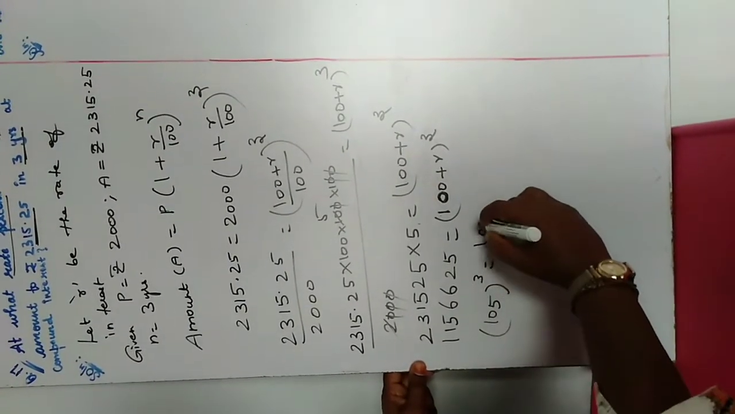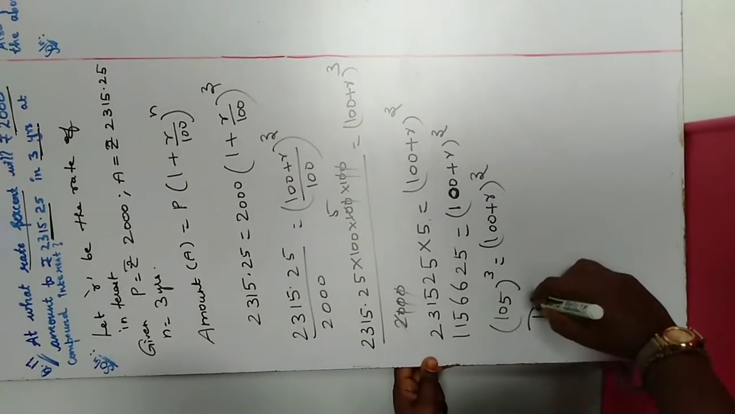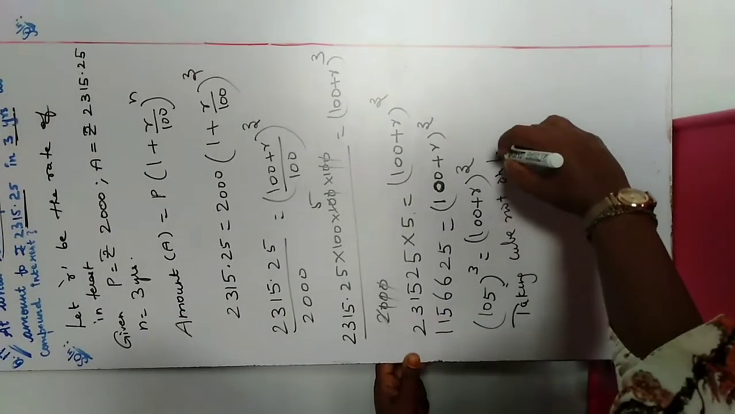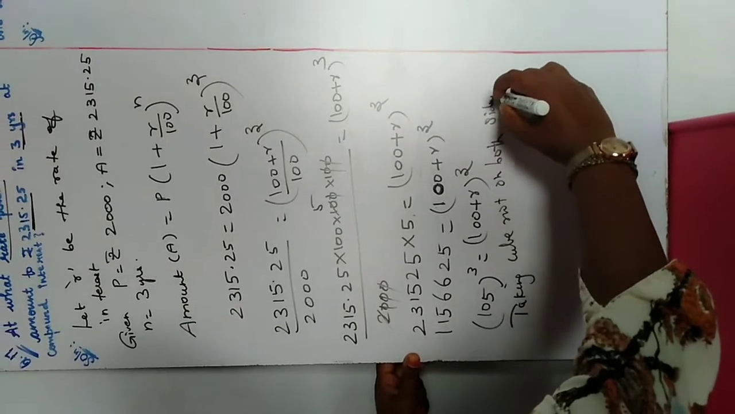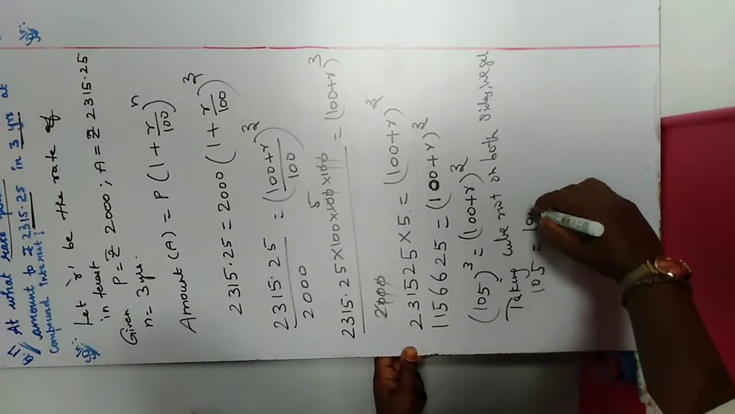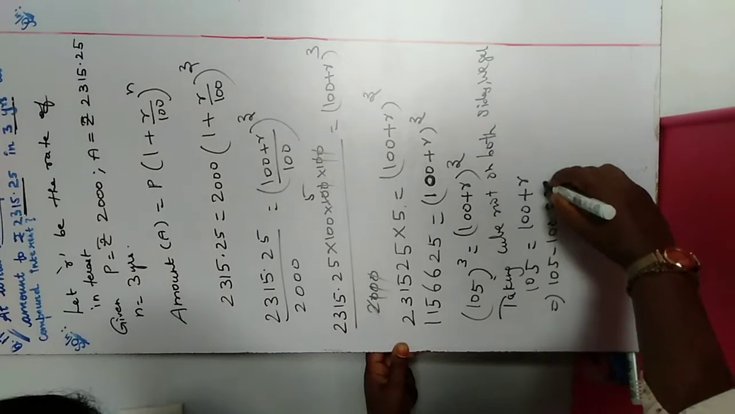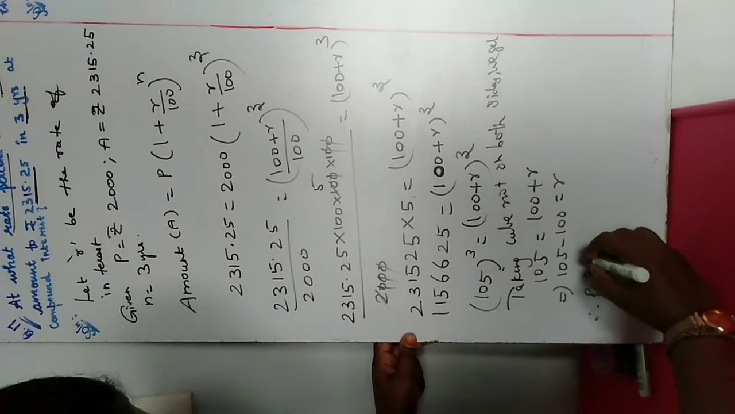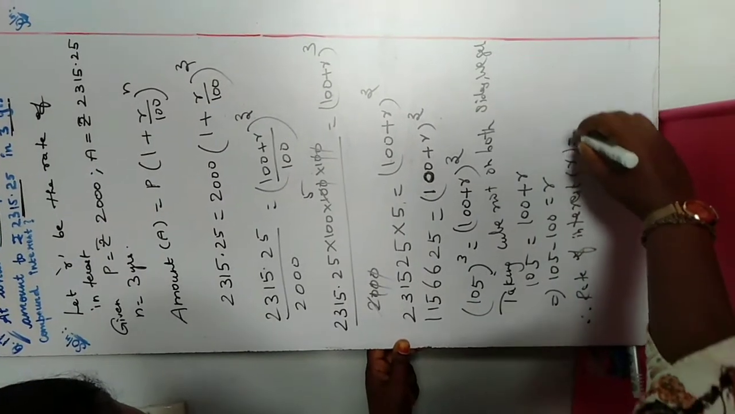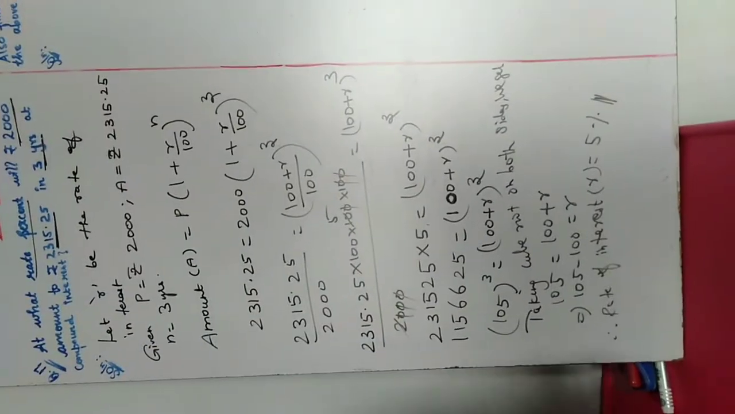So this is equal to (100 plus R) the whole cube, right? Taking cube root on both sides, what we get? 105 equals 100 plus R. Which implies 105 minus 100 equals R. Therefore, rate of interest R equals 5%. This is what we wanted to find as per this question.